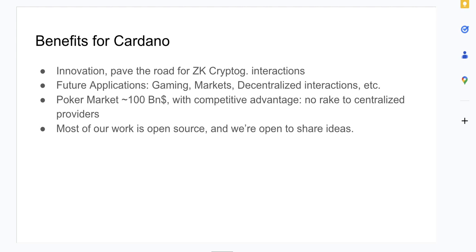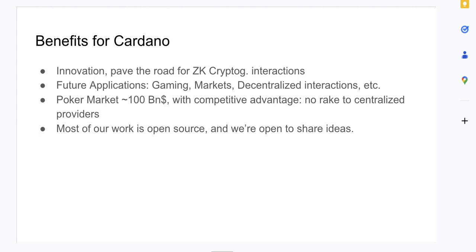In our specific case, we chose the poker market because it's a big market and we have a competitive advantage, that is we don't need to take rakes on players, but this is free. We just get a transaction cost for whoever is running a Dread node. And then most of our work is open source and we would like to share and collaborate with others.